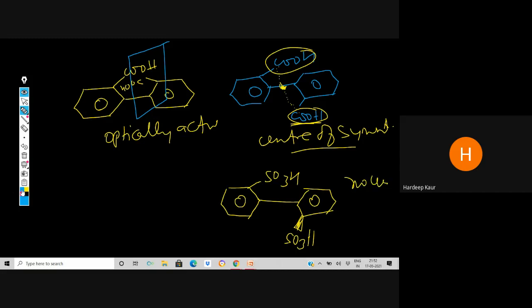So if we compare these two, in this case why did a center of symmetry arise? Because both rings are in one plane, as the COOH group is not that bulky. But the SO3H group is sufficiently bulky that these two rings are now in perpendicular planes, right? So then there is no center of symmetry. Moving an equal distance, we will not find SO3H.